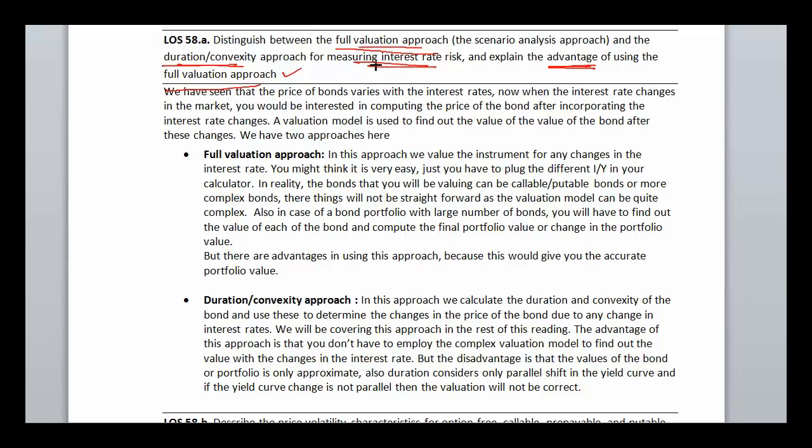Note that in the full valuation approach, we find out the price of the bond under different scenarios. That is why it is also known as the scenario analysis approach. So you have a bond A, and you know that the current interest rate in the market is 9%.